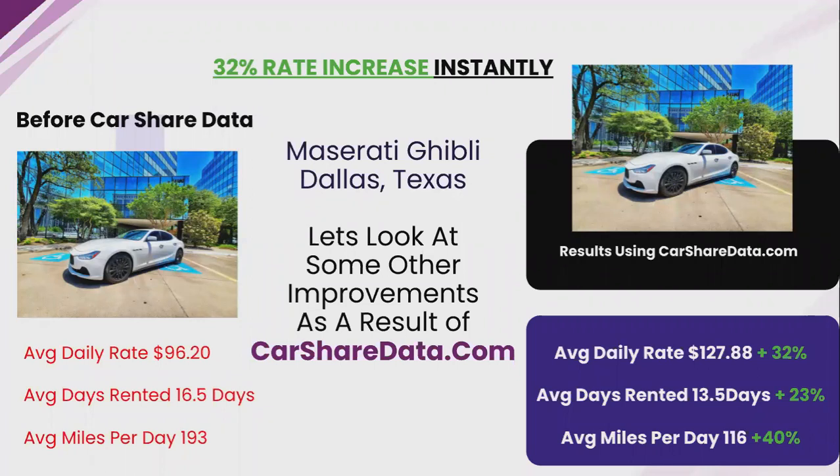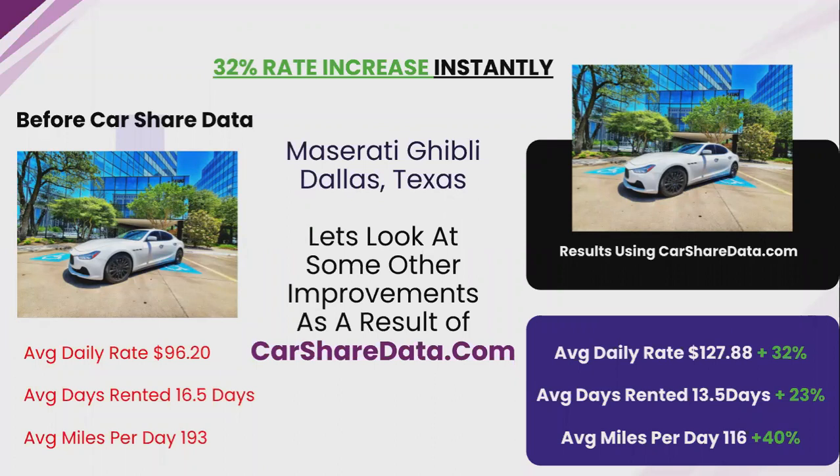Now, this is an example of what our pricing tool, we've also got a pricing tool, and I'll dive in and show you what that looks like. But first, I want to show you the results of the pricing tool. We had a 32% increase on this Maserati Ghibli in Dallas, Texas. Before we used CarShare data and had all this information at our fingertips, we were getting $96.20 a day.